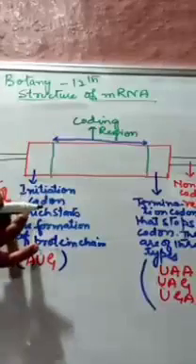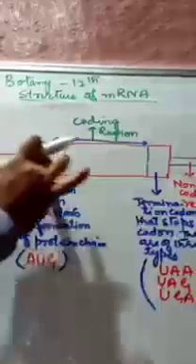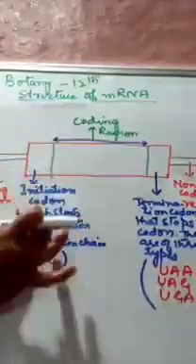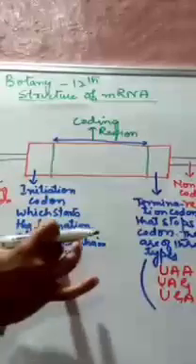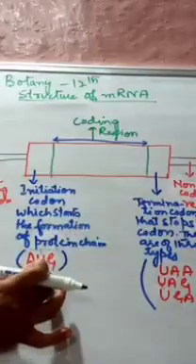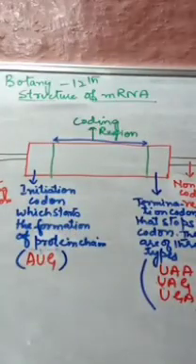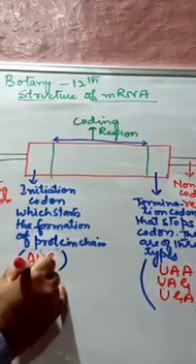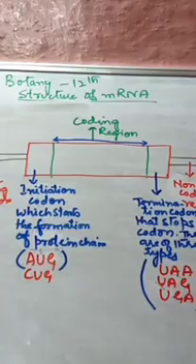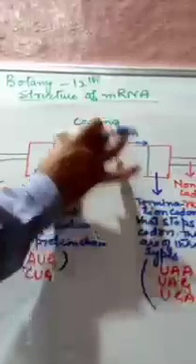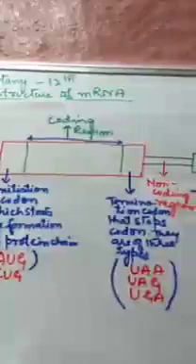Then we have got the non-coding region. Then this small box is the initiation codon, which starts the formation of the protein chain, codon AUG. In some books you may find one more, that is called CUG. Now, the big one in the middle is the coding region. This is the main part, which consists of the codes for the formation of mRNA.